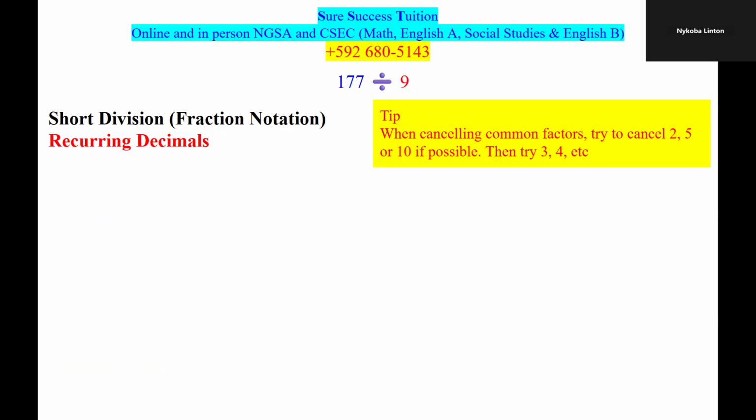There's something we must remember when it comes to decimals. It's something called recurring decimals. So let's see an example with this question. 177 divided by 9. So let's cancel our common factor of 3 first. So 3 into 9 is 3. 3 into 17 is 5, remainder 2. 3 into 27 is 9. So we have a simpler question, 59 divided by 3.